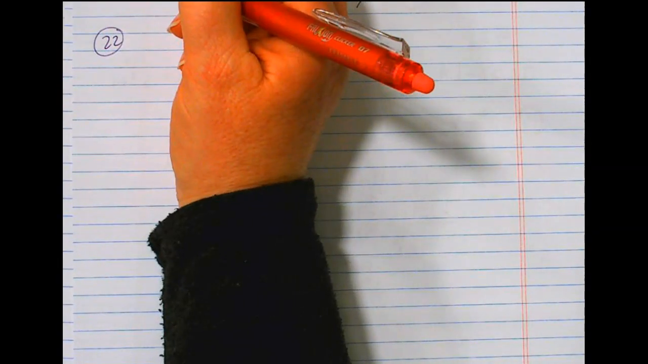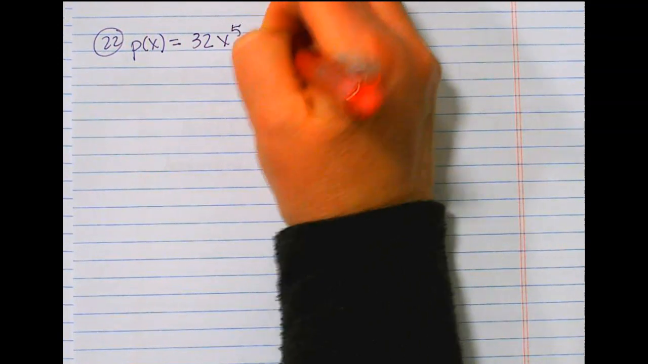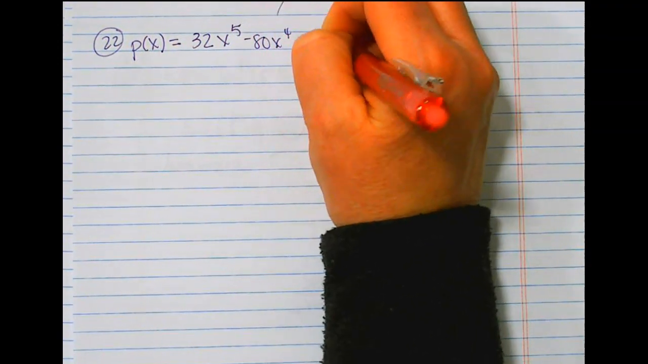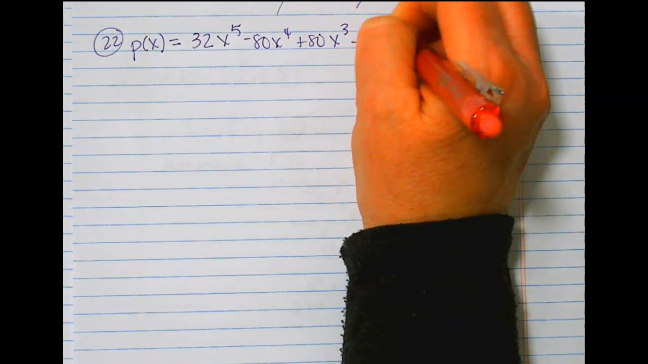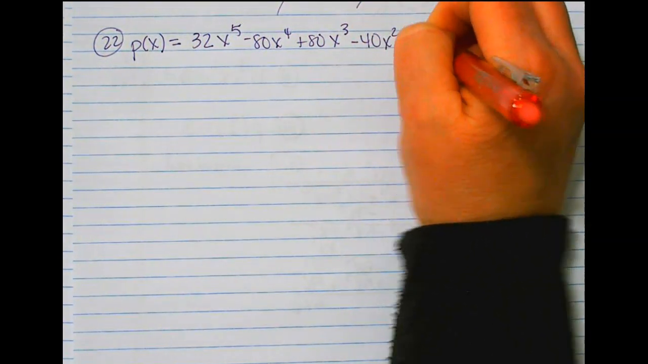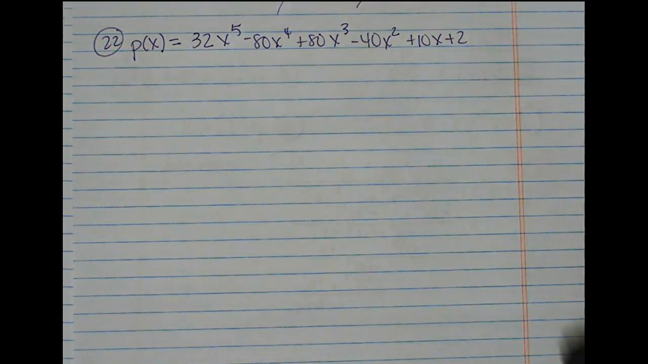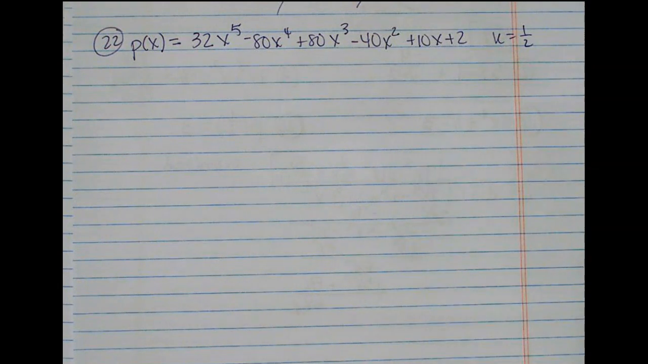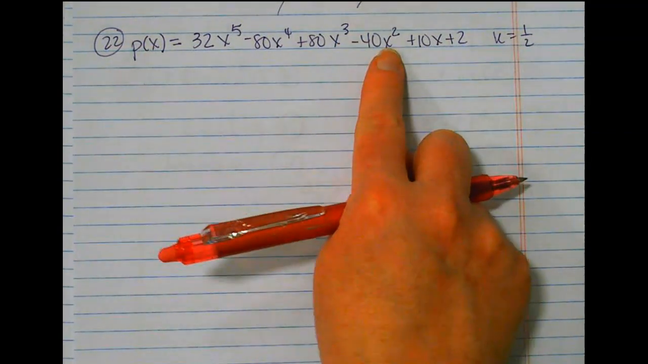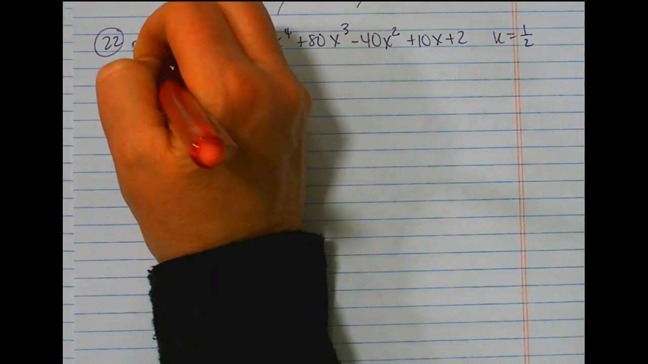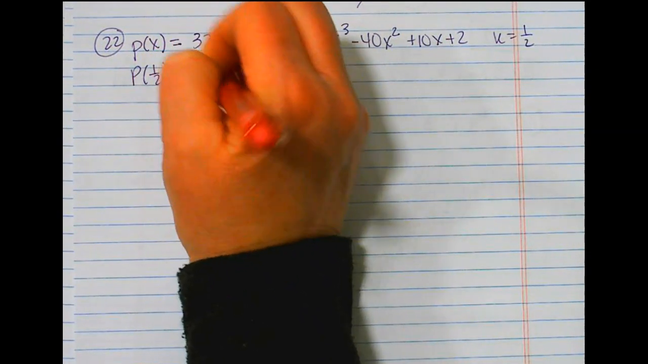22. Okay, 22 is kind of a different idea. It tells you that you have this polynomial p of x, and it's a long one. It says 32x to the 5th minus 80x to the 4th plus 80x cubed minus 40x squared plus 10x plus 2. And what they've told us by this little k equals 1/2 is that if you put 1/2 into all of these places, you can find out what the value of p is. So p of 1/2 equals, and this is what we're looking for.